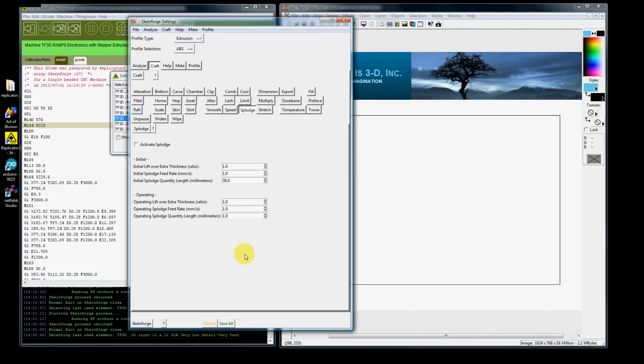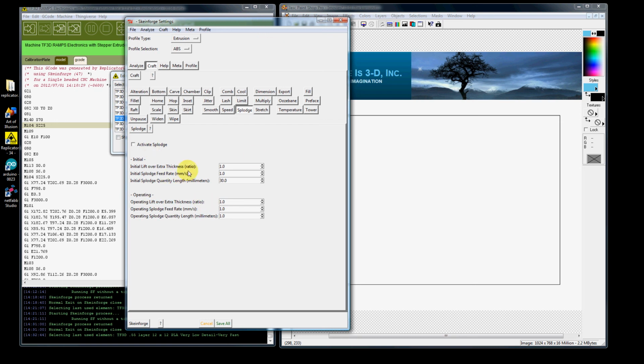So this is something to research and try and do some test prints. I don't use this function, but it'd be something to try out, and I'll come back and give you an update on how it looks when it prints.